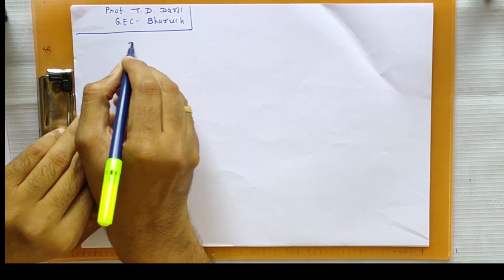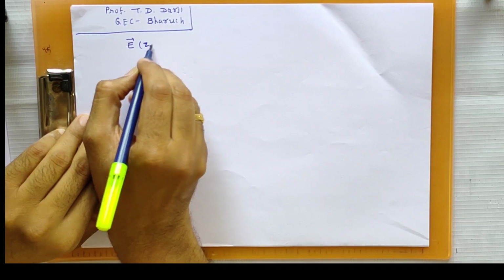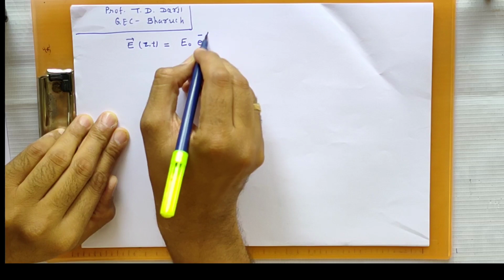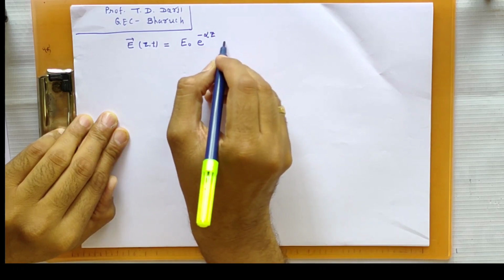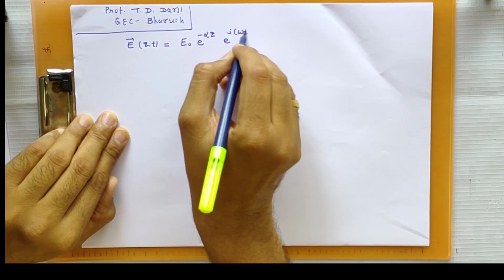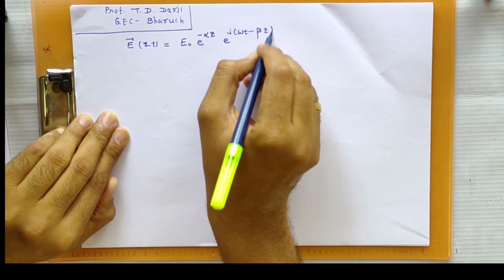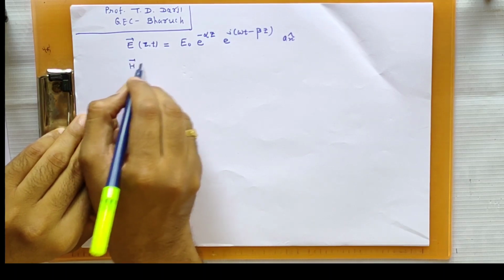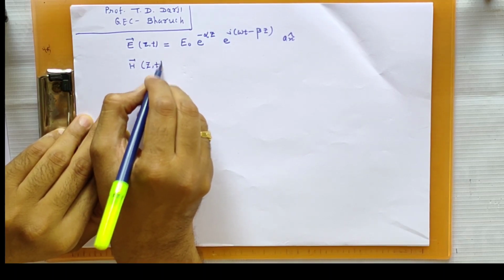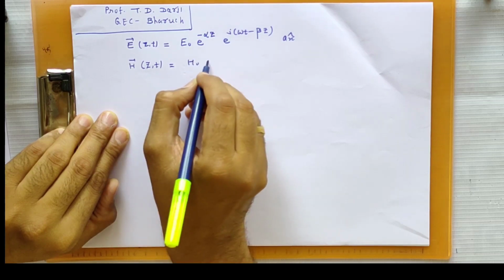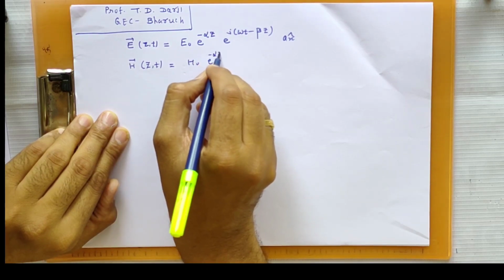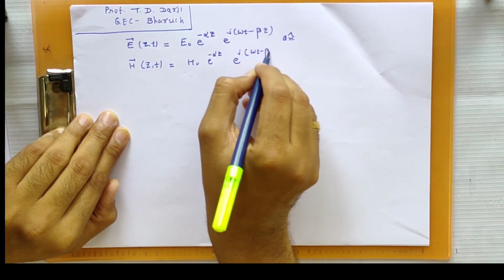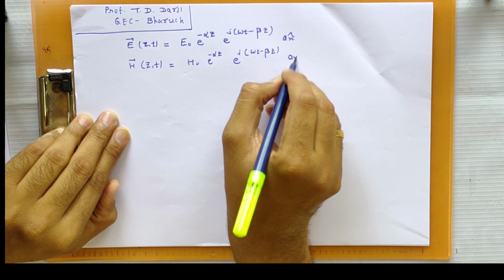It is E of z,t is equal to E0 e raised to minus alpha z, e raised to j(omega t minus beta z), into a_x. Similarly, for the magnetic field, H vector of z,t is equal to H0 e raised to minus alpha z, e raised to j(omega t minus beta z), a_y.